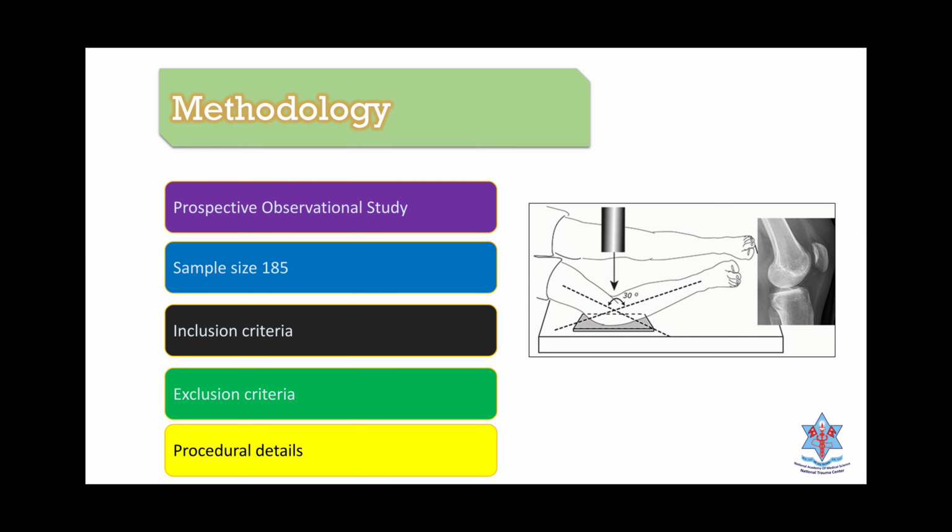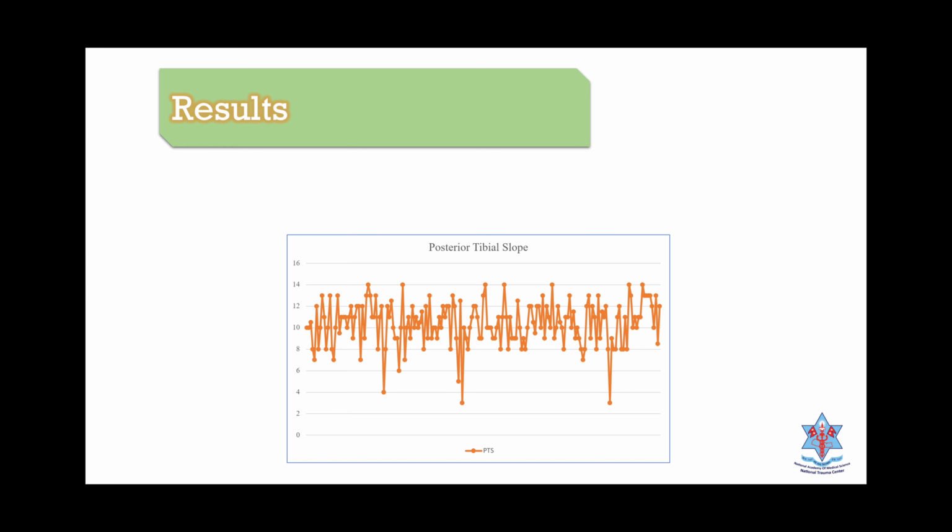Those who fitted the inclusion criteria were asked for x-rays of the knee joint. Our focus was on the lateral x-ray of the knee joint, and to obtain the true lateral view we kept the patient supine with about 25 to 30 degrees of flexion and the beam directed perpendicular to the knee joint.